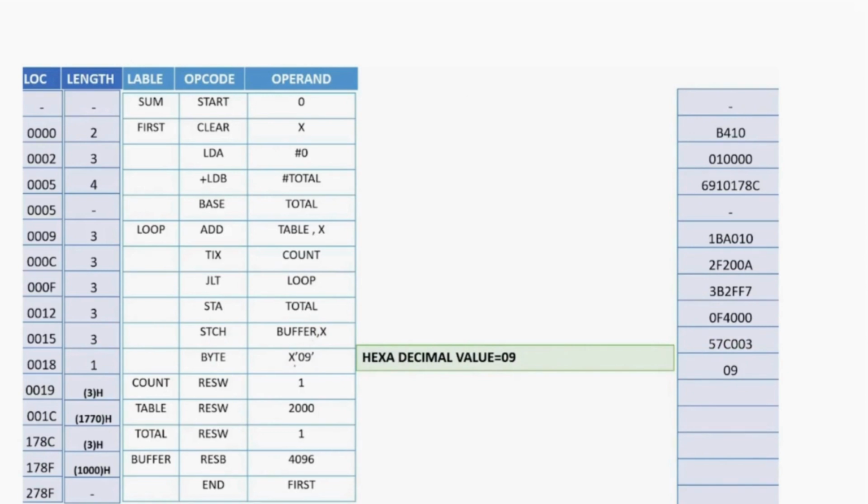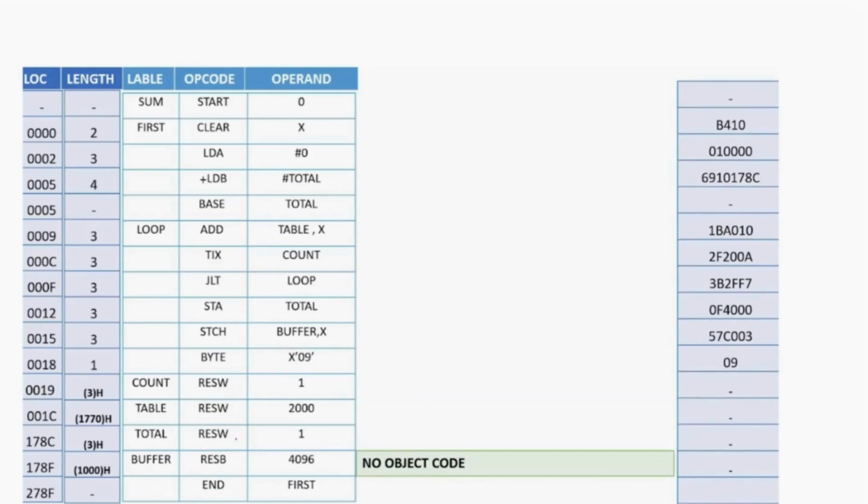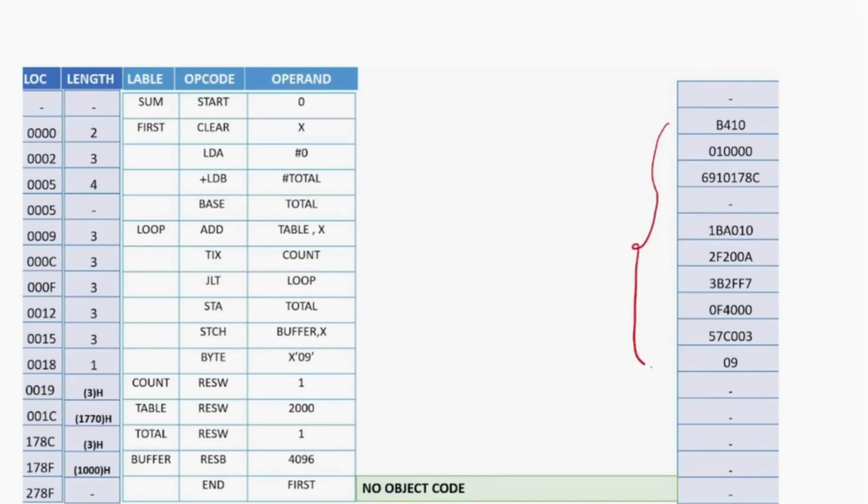Here we are just generating a hexadecimal constant. The hexadecimal value is already given, so the same thing you have to write in 1 byte. And the next instruction is RESW 1. There is no object code for reserve word and reserve byte. And END. So this is the final object code we have obtained for this particular program.